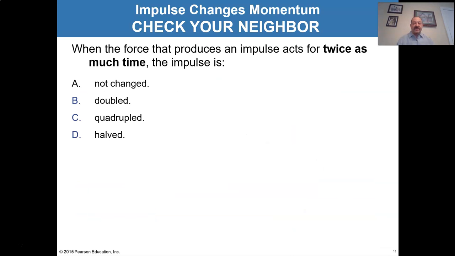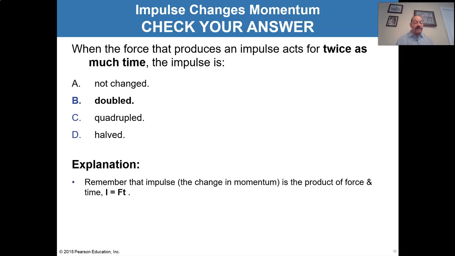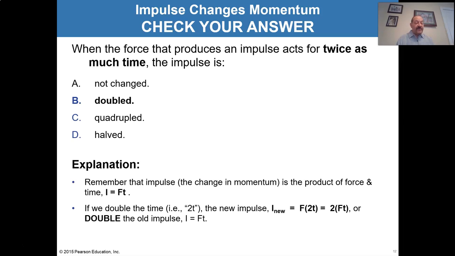So let's look at examples. When a force that produces an impulse acts for twice as much time, so we're doubling t, the impulse is: A, not changed, B, doubled, C, quadrupled, D, halved. Well, remember, I equals Ft. I, impulse, is directly proportional to time. You double the time, you're going to double the impulse. That's what the formula tells us. If we double time, that would be F times 2t, 2 times our original t. That's 2 times the original Ft, or double the original impulse.